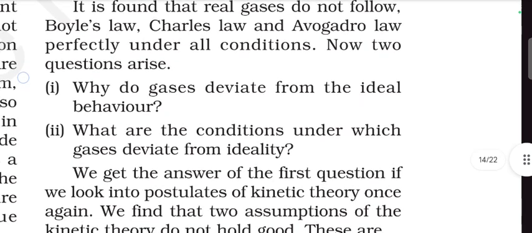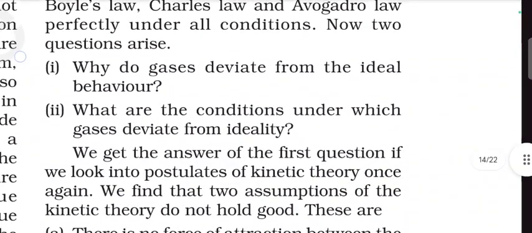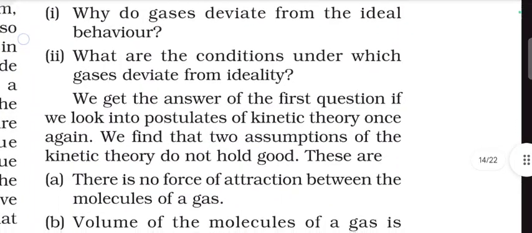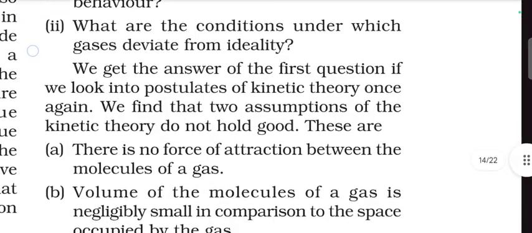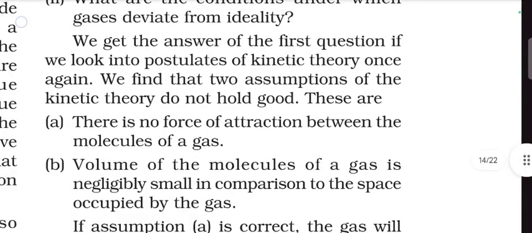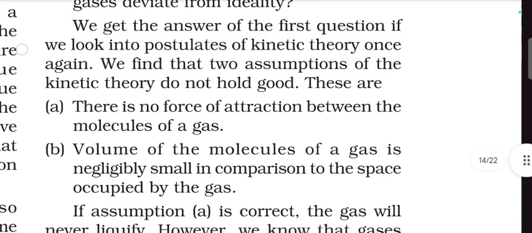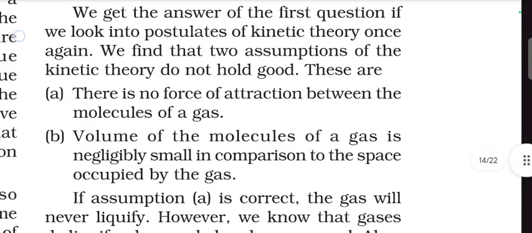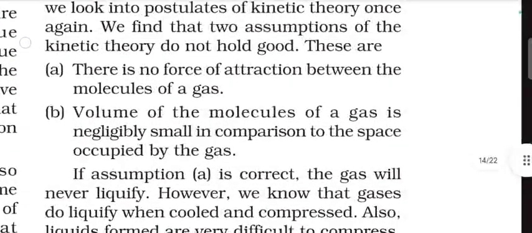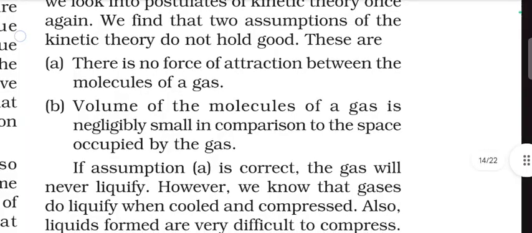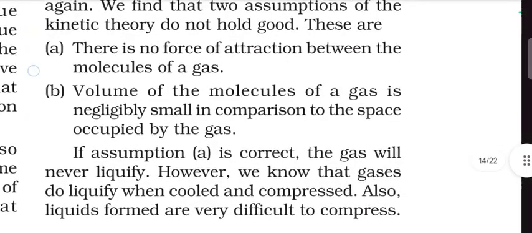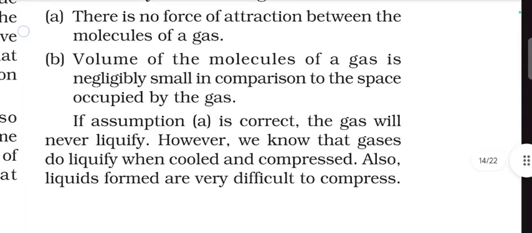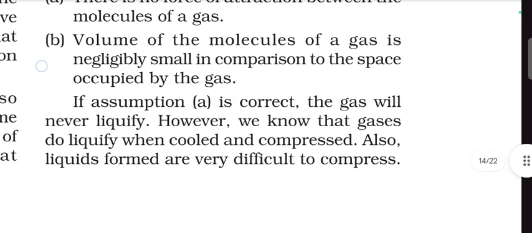Now, two questions arise. First, why do gases deviate from the ideal behavior? Second, what are the conditions under which gases deviate from ideality? We get the answer to the first question if we look into the postulates of kinetic theory once again. We find that two assumptions of the kinetic theory do not hold good. These are: A. There is no force of attraction between the molecules of a gas. B. The volume of the molecules of a gas is negligibly small in comparison to the space occupied by the gas.